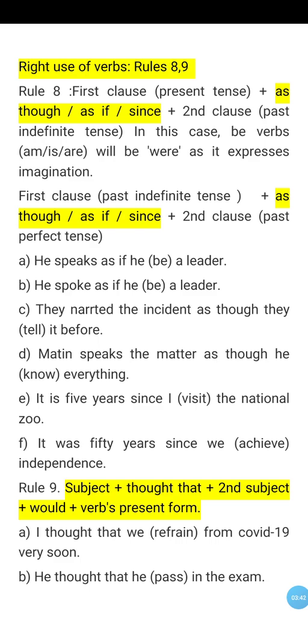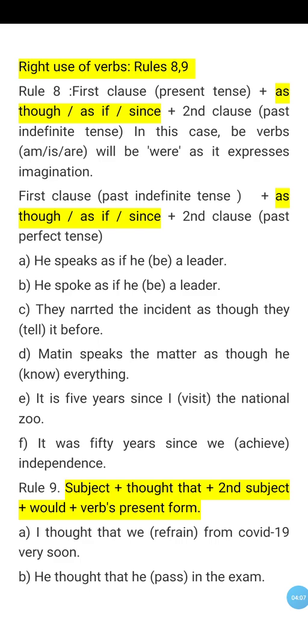Example F. It was 50 years since we achieved independence. Here you also find two clauses, and here the first clause was past indefinite tense, so the answer will be past perfect tense in the second clause, and in this case the answer is we had achieved independence.